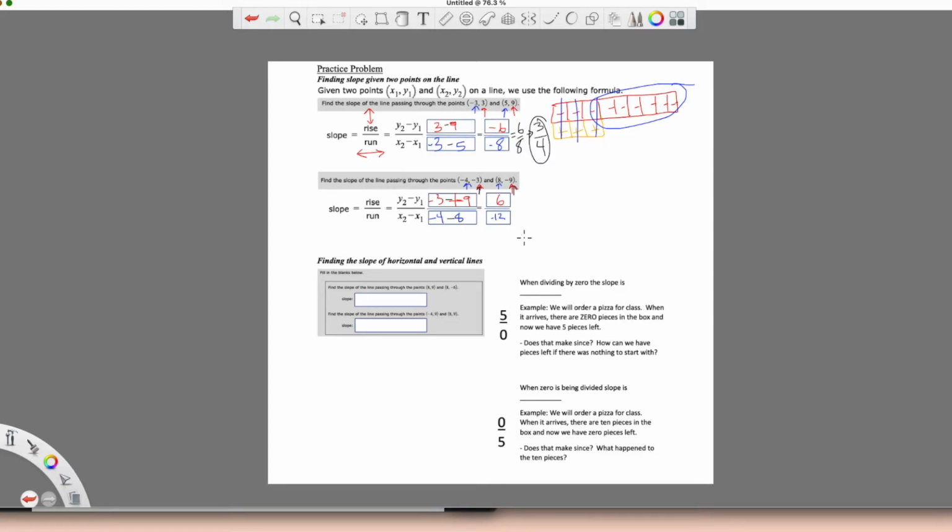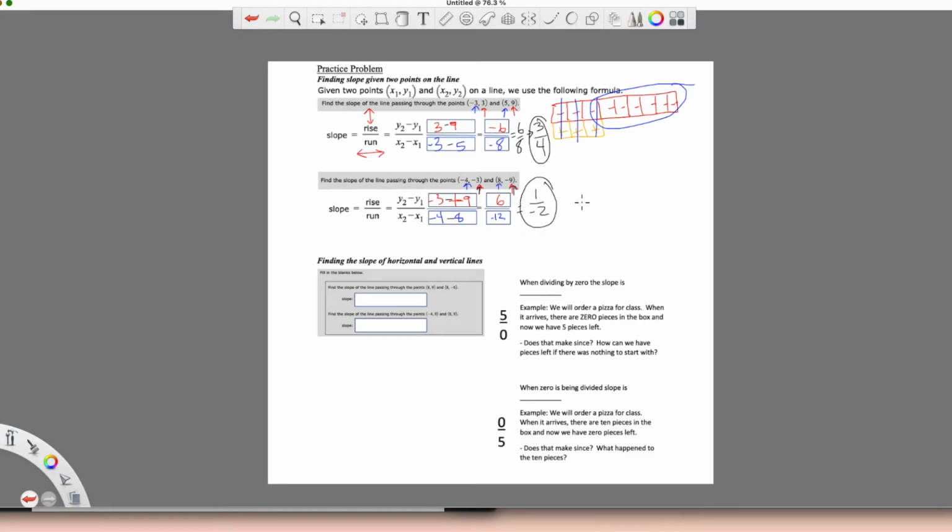So now I want to reduce this. They can both divide by 2, but I could even go farther. They can actually both divide by 6. 6 divided by 6 is 1. -12 divided by 6 is -2. So this would be my slope, is -1/2.